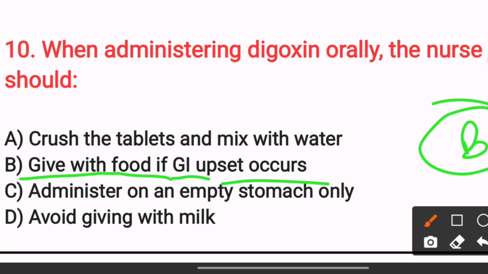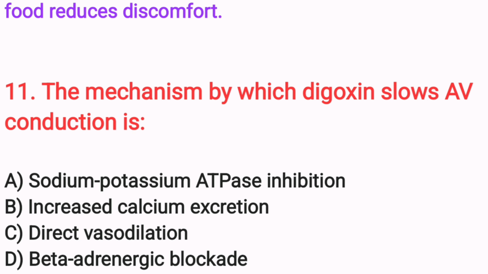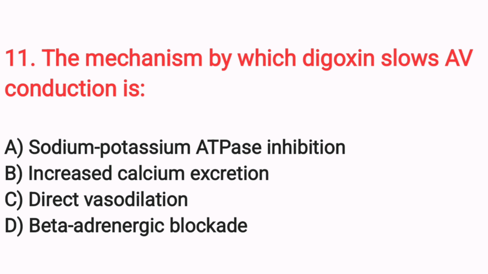Next, the mechanism by which digoxin slows AV conduction is: option A, sodium potassium ATPase inhibition. Option B, increased calcium excretion. Option C, direct vasodilation. Option D, beta adrenergic blockade.